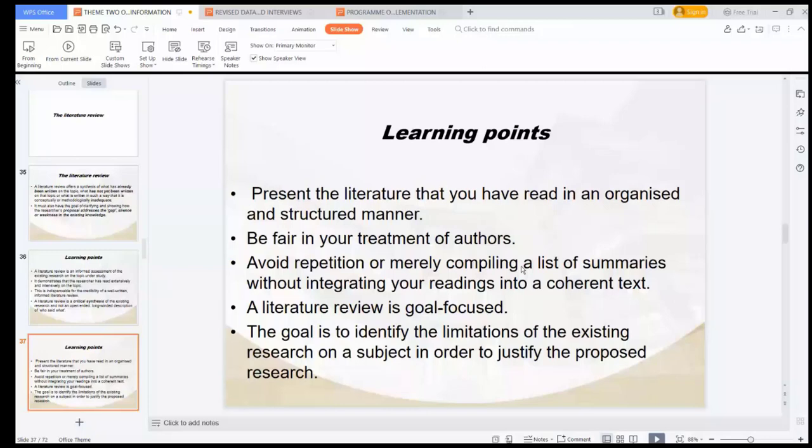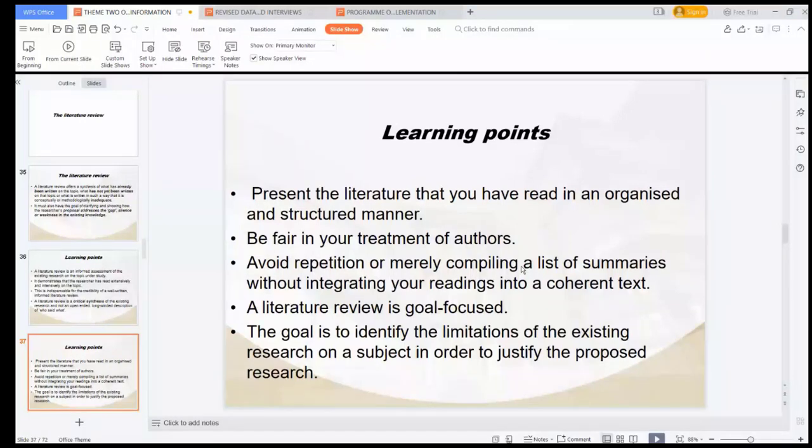Avoid repetition or merely compiling a list of summaries without integrating your readings into a coherent text, because we don't just read books or literature in order to extract information and paste it in our proposals or in our chapters. We synthesize, we analyze, we make sense of what that statement is, and we write it in our own words. But we acknowledge that these statements are supported by specific authors whose books we have read. So it is very, very important.